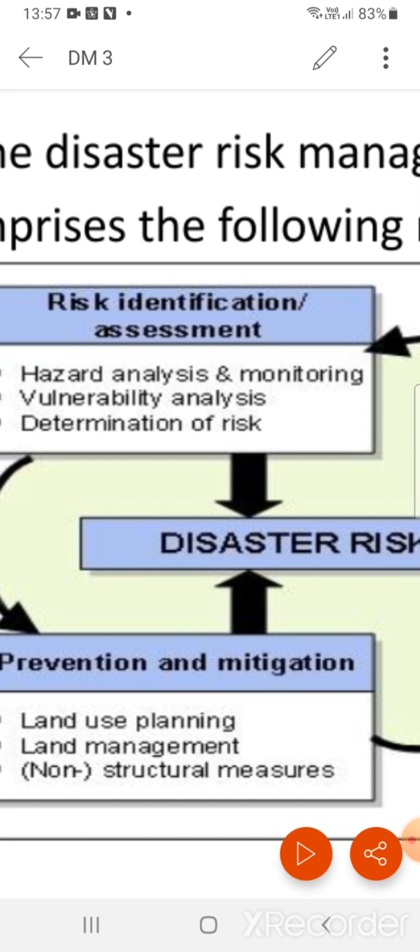Now, this is followed by prevention and mitigation. How will you prevent the same? How will you mitigate the same? How will you bring an end to the situation? So that is done by land use planning, land management, non-structural measures, etc.